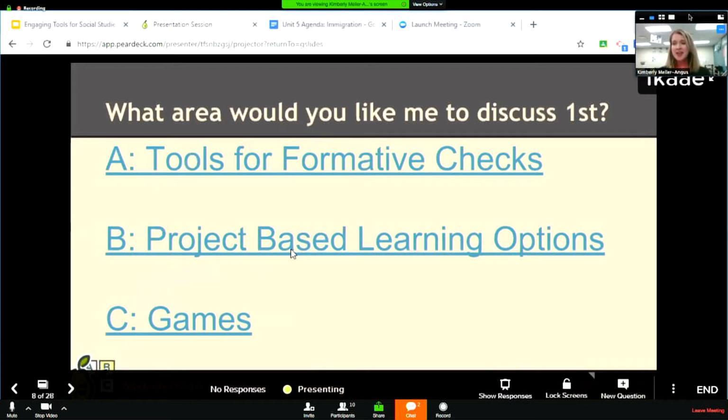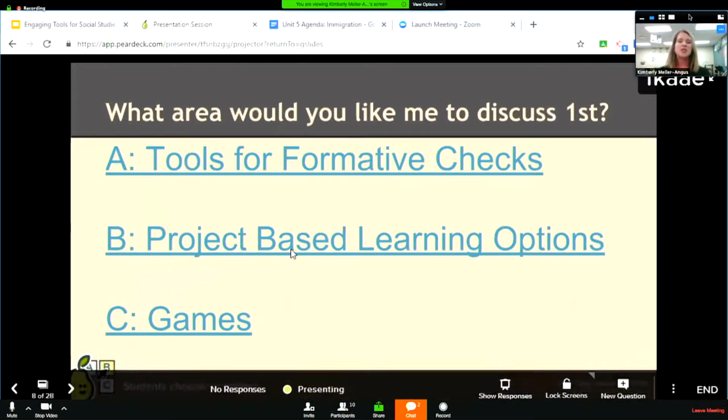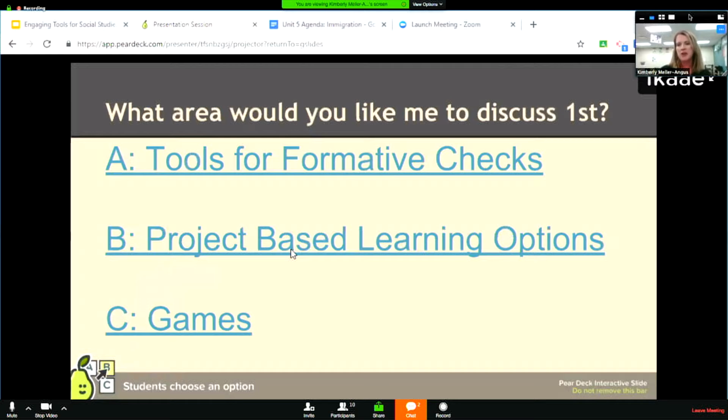Like I said, I do not have time to cover everything. So these are kind of my 3 general areas that I can go over. So what I would like you to do is pick which of these you want me to focus on first. And I may just get to one area. I may just pick one of the 3.